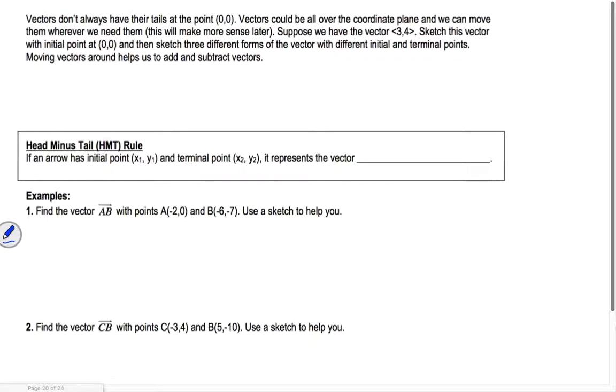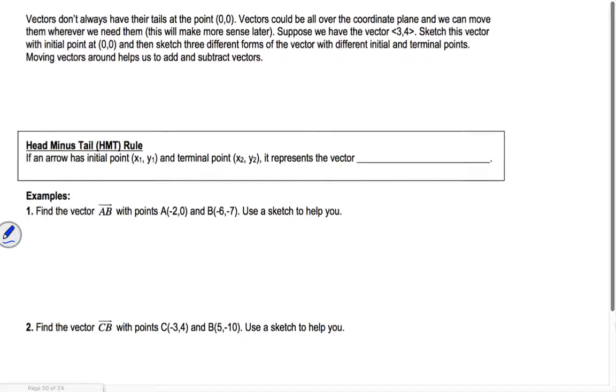All right, so it says vectors don't always have to have their tails at point 0, 0. So you don't always have to start at that origin. Okay, so this is where it gets a little bit weird because we can move vectors around. Vectors could be all over the coordinate plane, and we can move them wherever we need them. This will make more sense to you in a little bit.